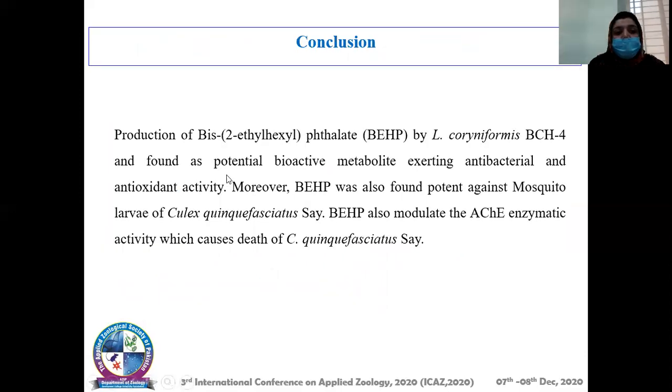So that is the conclusion. The production of bis-2-ethylhexyl phthalate by Lactobacillus coroniformis BCH4 was found to be a potent bioactive metabolite exerting antibacterial and antioxidant activity. Moreover, this compound is also potent against larvae of Culex species. It also modulates the AChE enzymatic activity, which causes the death of Culex larvae.